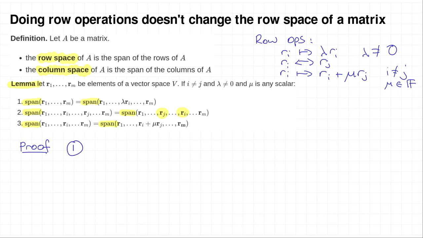We have to show that two spans are equal, and in order to show that these two spans are equal, we'll show that the first span is a subset of the second span, and the second span is a subset of the first span. So let's let V be a vector in the first span.